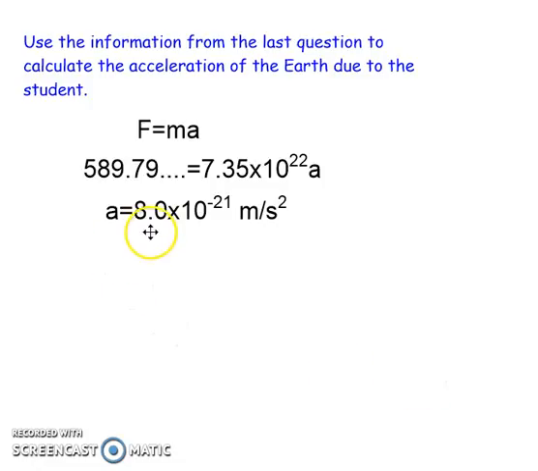And I want to point out that this does have two significant figures as well, because the force that we're plugging in here, even though we left the whole number in there, it really only has two significant figures.